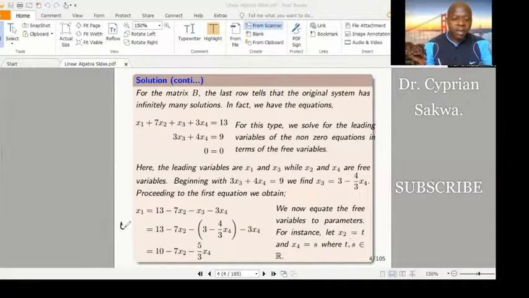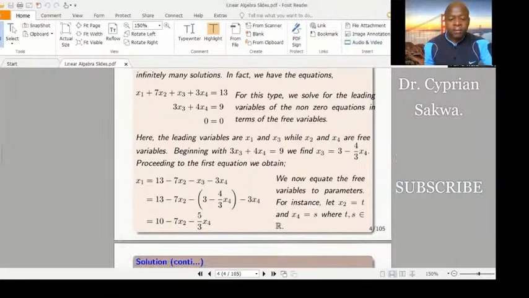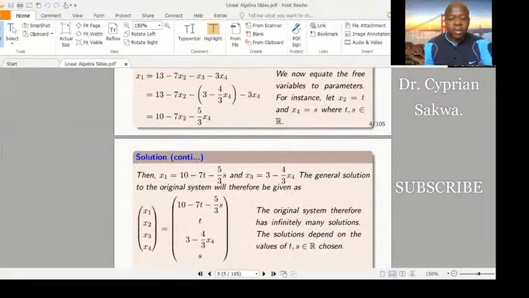Supposing I have t as 1 and s as 1, I would have one solution. Another person would take t to be 2 and s to be 7. That will give us another, different solution. Another one will take t to be negative 10 and s to be 1,000. So you see, we are not limited in our choices. We can have as many solutions as possible. And that is why we say that this kind of system, where we have 0, 0, 0, 0 equals 0 in the last row, has infinitely many solutions. So this is my general solution to that system.